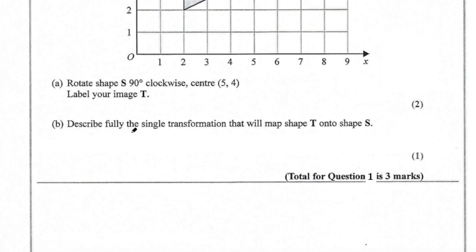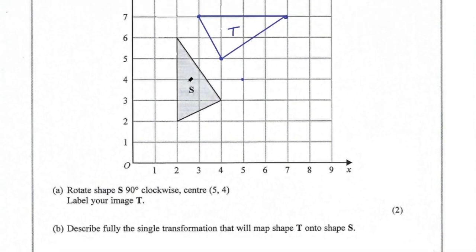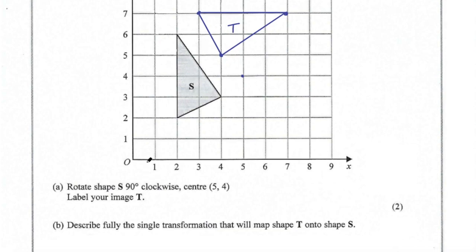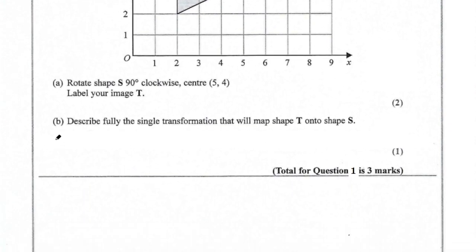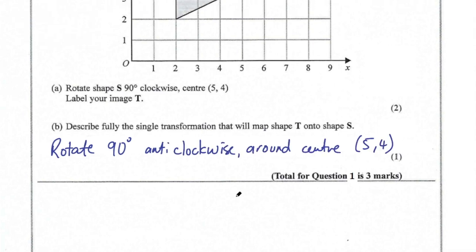Part B says describe fully the single transformation that will map shape T onto shape S. All we really need to do for that is the opposite of what we did in part A. So we need to rotate the shape back anti-clockwise. So the single transformation will be to rotate 90 degrees anti-clockwise around center (5, 4). So that was question 1 for 3 marks.